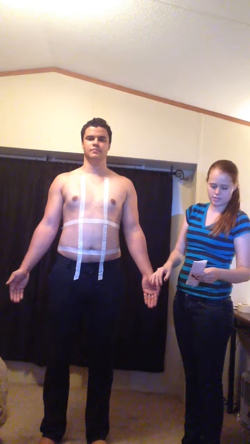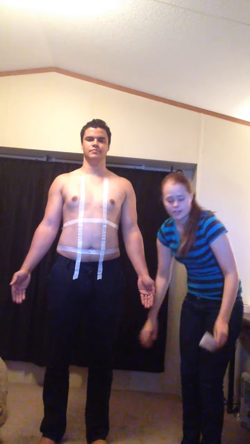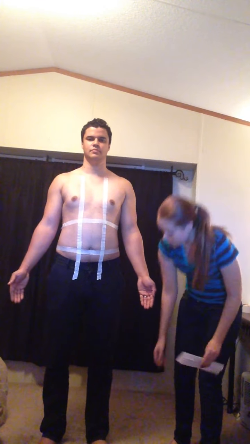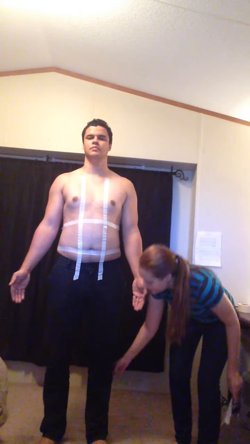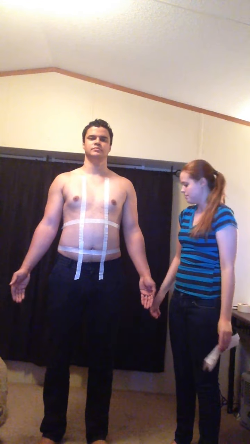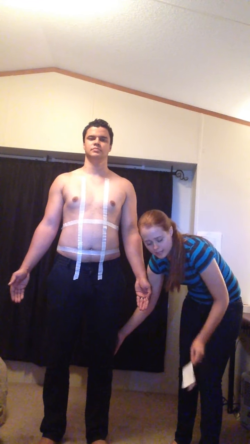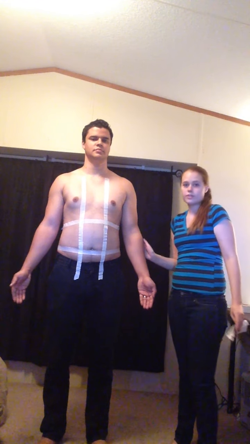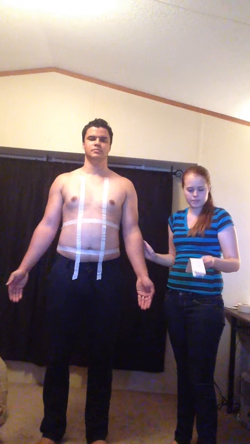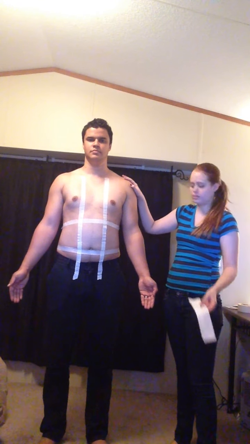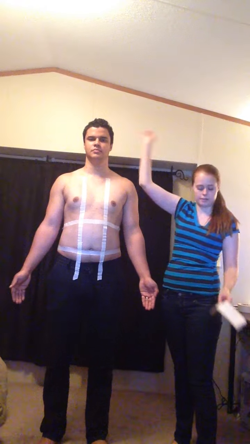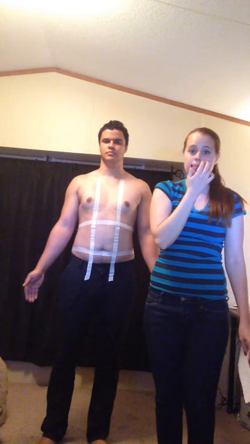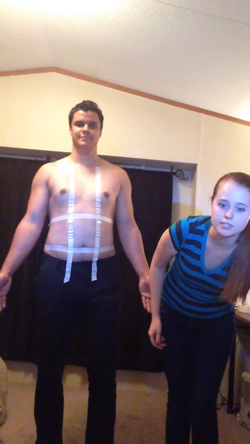umbilical, femoral, the thigh, calcaneal, which is the heel, sural, which is the calf, popliteal, which is behind the knee, olecranon is the elbow, acromial is the shoulder, and occipital is behind the head, right here. So now I'm going to explain the directional terms.